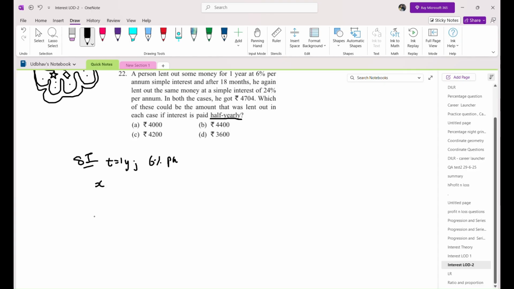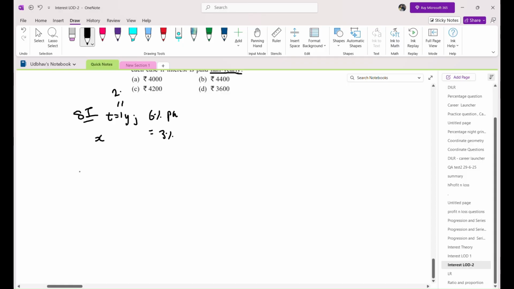So what will be the rate? 3%, because it is half yearly. And what will be the time? 2. So what is the simple interest? Let's just say it is I1. I1 will be x into 3 into 2 upon 100, that is 6x upon 100.